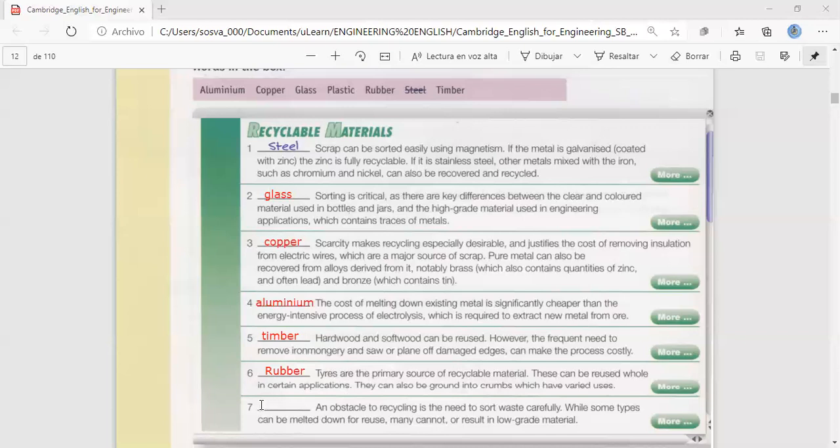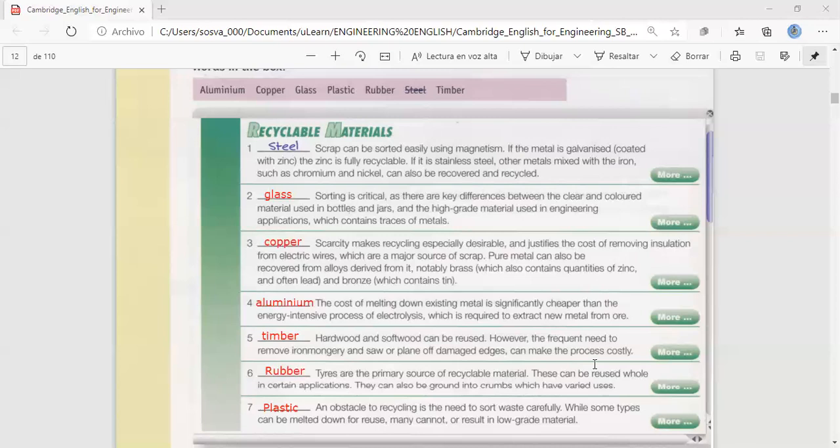Okay, the next is: an obstacle to recycling is the need to sort waste carefully. While some types can be melted down for reuse, many cannot or result in low-grade material. And the last is plastic. Plastic, yes. Great. So, in this part, they are describing different materials with different usages according to the idea of the same material.